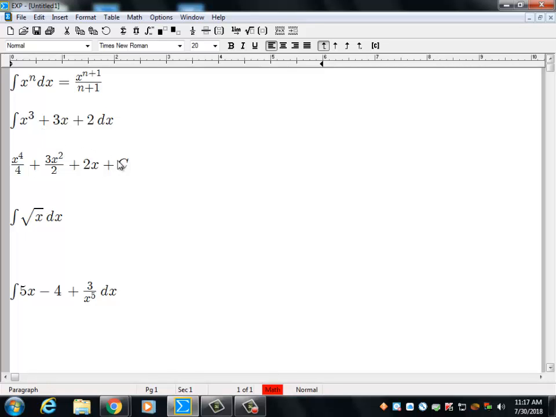The c is there because if I take the derivative of this, the 4 drops down, you get x cubed. The 2 drops down, you get 3x. The 1 drops down, you get 2. And if it's a constant, it just goes away. So when I say that this integral is x to the n plus 1 over n plus 1, I should make a point to say that that is equal to that plus c.